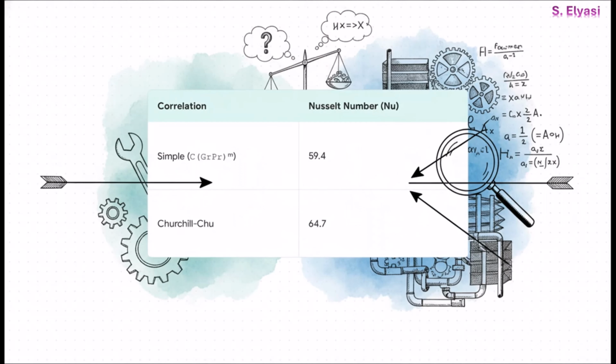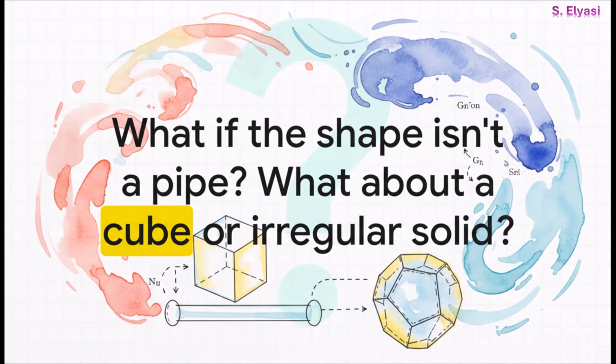Now, this brings up a really important reality about engineering. The simple formula we used, it was fast, it was effective, and it gave us a Nusselt number of 59.4. But the source material also gives a much more complex but more accurate formula called the Churchill-Chu correlation. If we use that one, we'd get a result that's about 8% higher. And this is a perfect example of the kind of trade-off engineers make every single day. Do you need a quick, pretty good answer right now, or do you need to spend more time to get a more precise one? So there you have it.